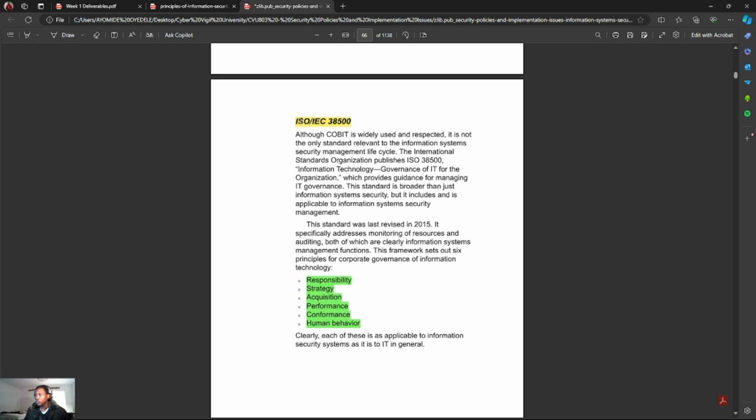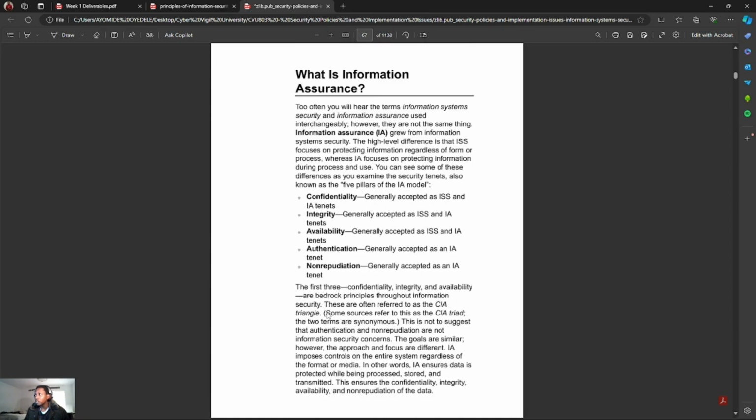So an organization could be certified with this International Organization for Standardization. That's what the ISO stands for, right? And with this certification, they are expected to uphold these six sets of principles for corporate governance, which are responsibility, strategy, acquisition, performance, conformance, and human behavior as well.